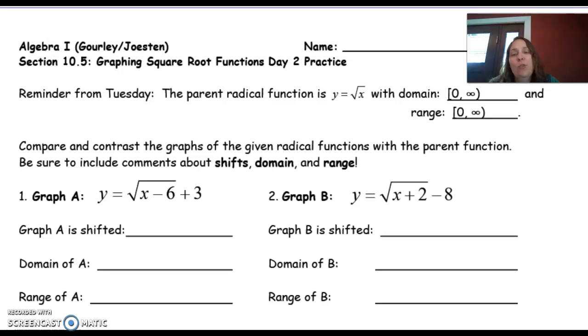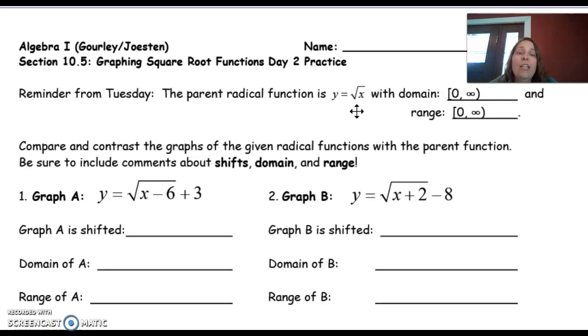As a reminder from Tuesday, the parent radical function y equals the square root of x has the domain of 0 to infinity and the range of 0 to infinity. The reason for that is because x is underneath the radical. You cannot take the square root of anything less than 0, so we start with 0 and move bigger from there.